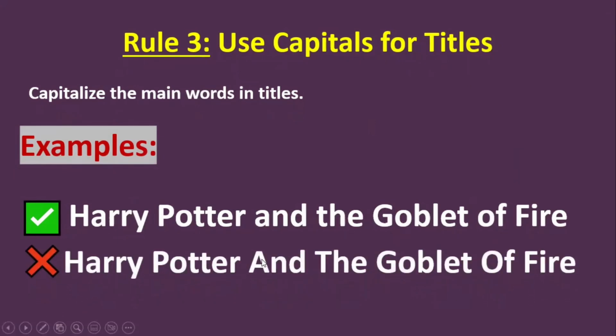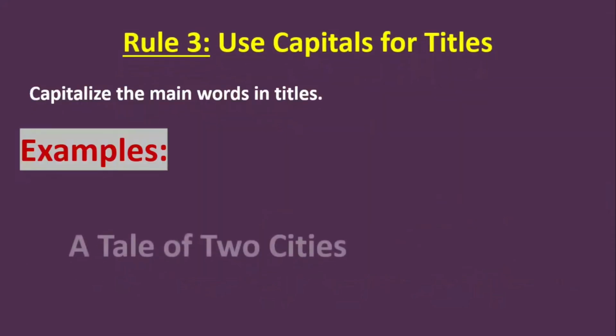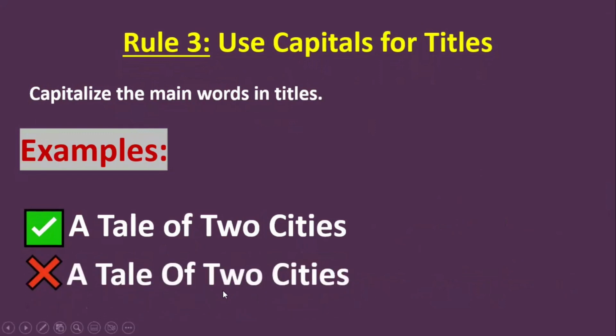Why? Because I can see here that the word "and" is capitalized, which is not correct, and the word "of" also starts with a capital letter, which is not correct here, because these two, "and" and "of", are not main words. Another example, if I say A Tale of Two Cities, this is done correctly here, okay? But the second one is not correct because you can see that the word "of" starts with a capital letter, which is not supposed to be correct because it is not a main word here.